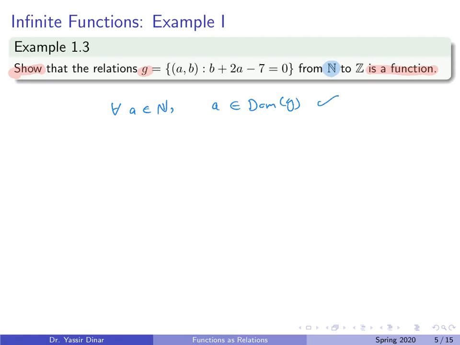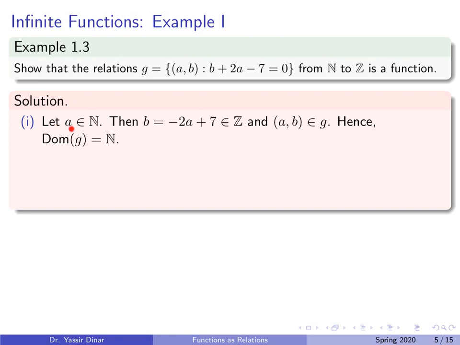And the second thing, we take any two elements (x, y) and (x, z). We assume these two elements are in the relation G, and we have to show that y is equal to z.